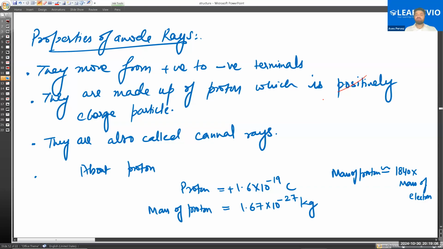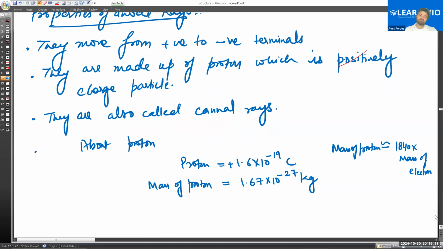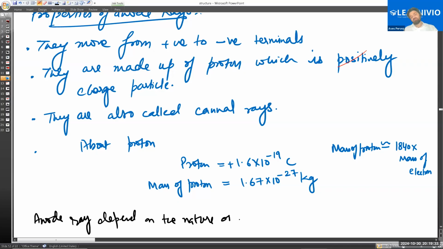And one more point here: anode rays depend on the nature of the electrode and gas taken in the tube.